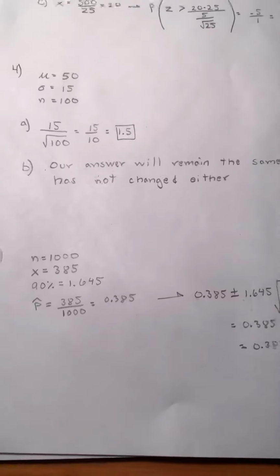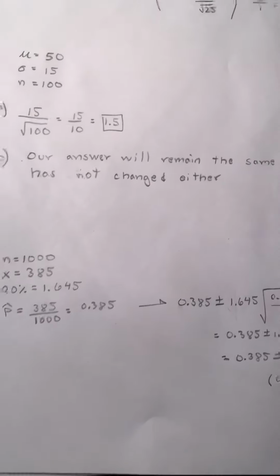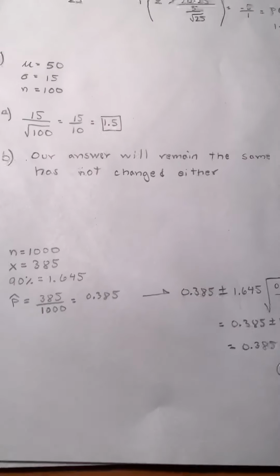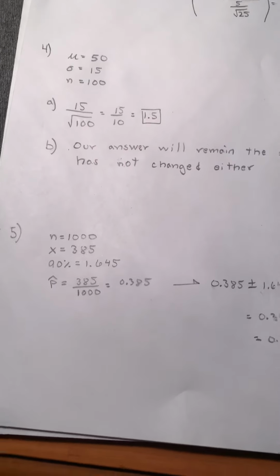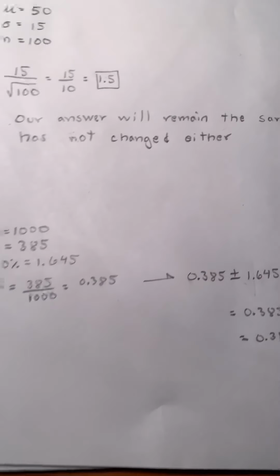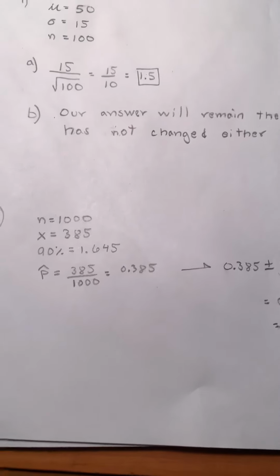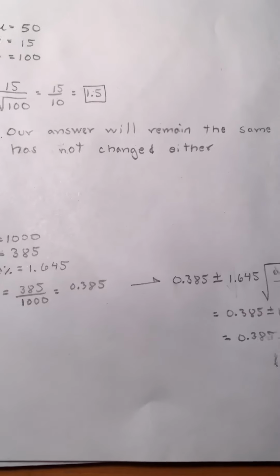Moving on, I decided to do question 5, which is kind of easy. This one gave us our sample of 1,000, our X bar of 385, and it asked us to find our estimated population proportion with 90% confidence. And that 90% confidence is 1.645 according to our book. And our p hat is x over n, which is 385 over 1,000, which is 0.385.